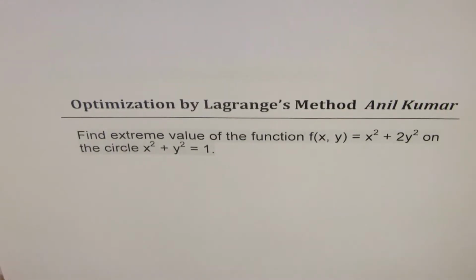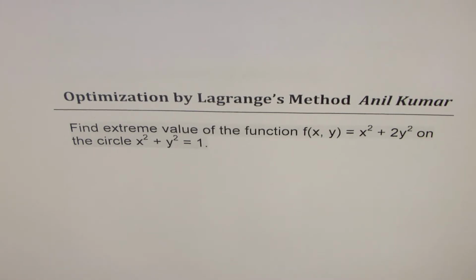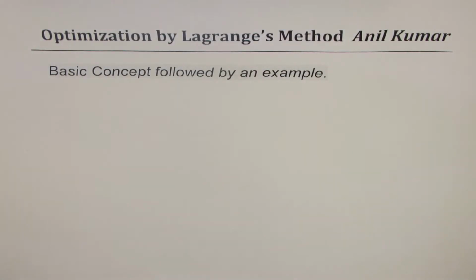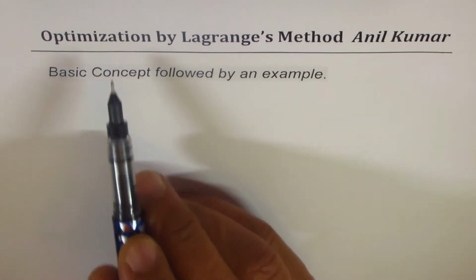The example which I'm going to take is this one: find the extreme value of the function f(x,y) equals x squared plus 2y squared on the circle x squared plus y squared equals 1. This equation represents an ellipse. Okay, so let's try to understand the concepts first, move on, and then see how to solve questions based on this topic. I will take many more examples in the following videos, so if you need more practice, you should check the links provided.